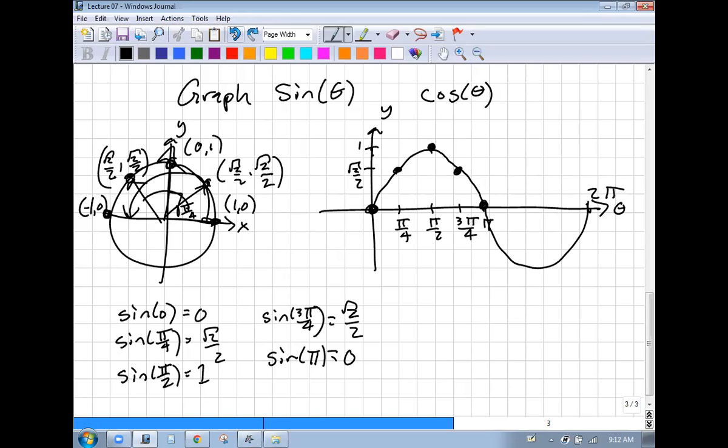All right. And I could keep going, right? I can keep going around the circle all I want. So this graph just keeps going and going and going. And I could have gone around the circle in the opposite direction. I could plug negative numbers into sine, so it keeps going that way.